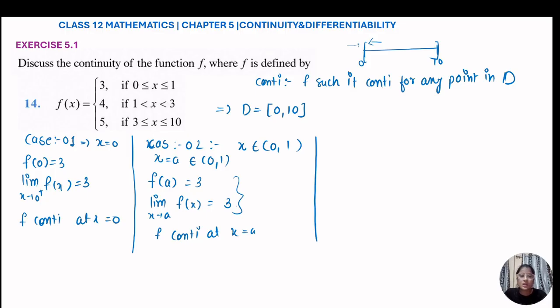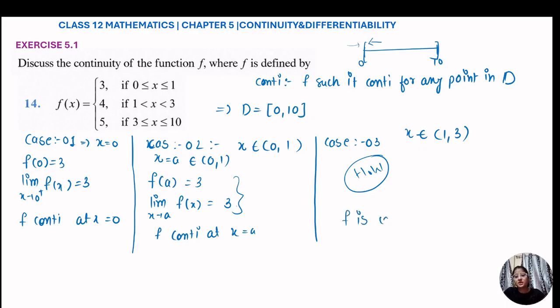So case 3. First of all, what we do is we will find the intervals, then we will look for the particular points. So we will take case 3 as when my x belongs to open interval 1 to 3. As you can see, it is the same as what we did for case 2, as it is a constant function, just the value is changed. Instead of 3, it is 4. I think you guys can do this as your homework, because it's just the same. So from here also what you get, f is continuous for any point in (1, 3).